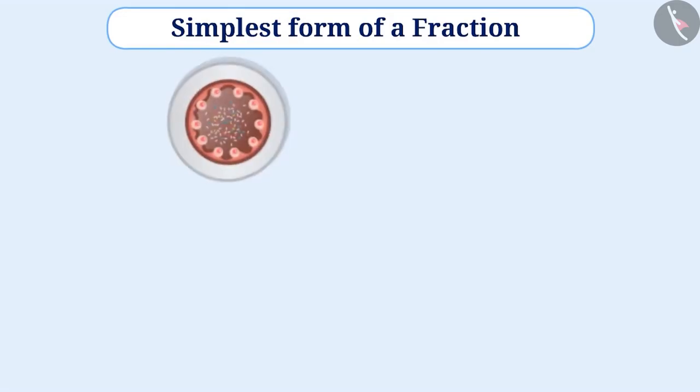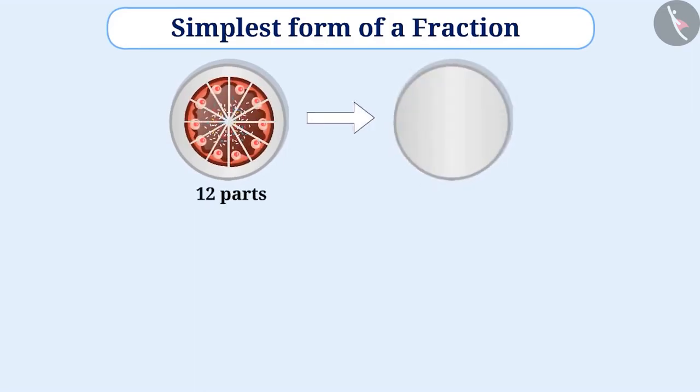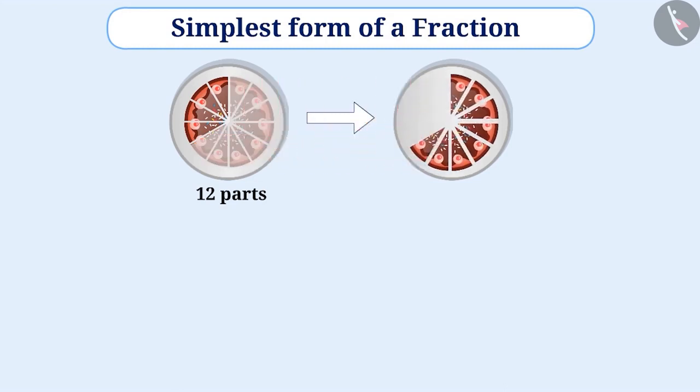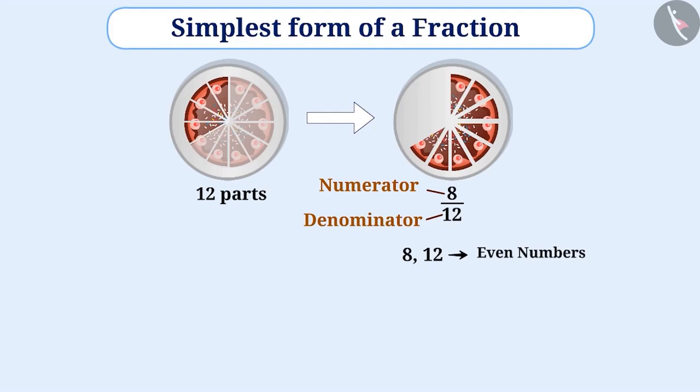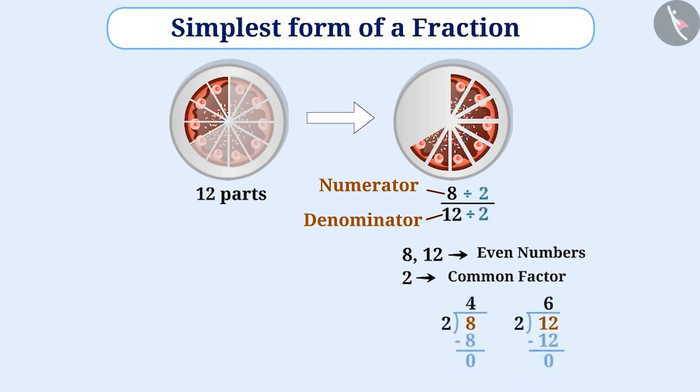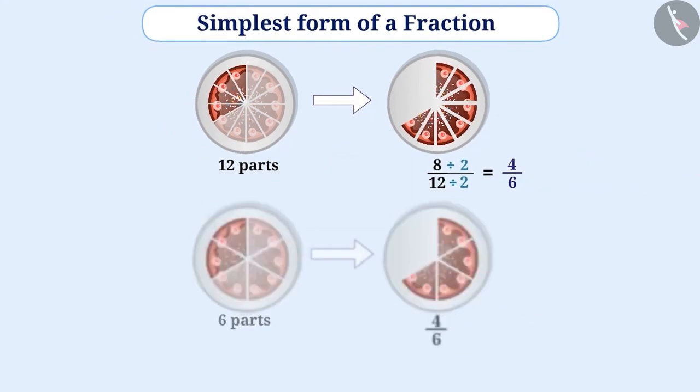Now let's understand what is the simplest form of a fraction. Suppose there is a cake and we have to divide it into 12 equal parts. If we take out 8 parts from it, then the fraction represented by the parts taken is written as 8 by 12. Here, the numerator is 8 and the denominator 12. Since both numbers are even, therefore, 2 is the common factor of these two numbers. If we divide 8 and 12 by 2, then we will get the equivalent fraction of 8 by 12 as 4 by 6, which can be represented like this.